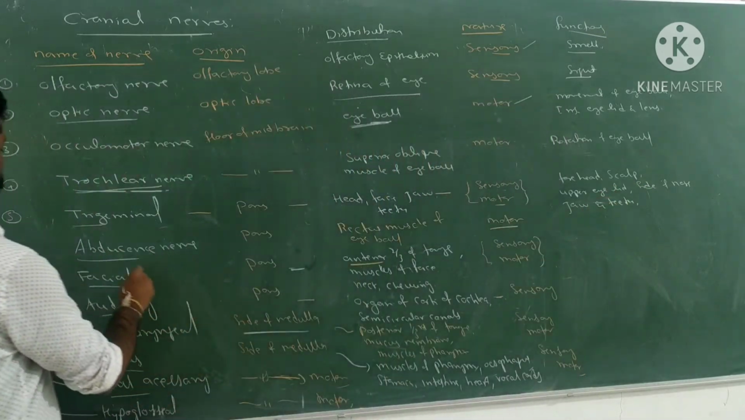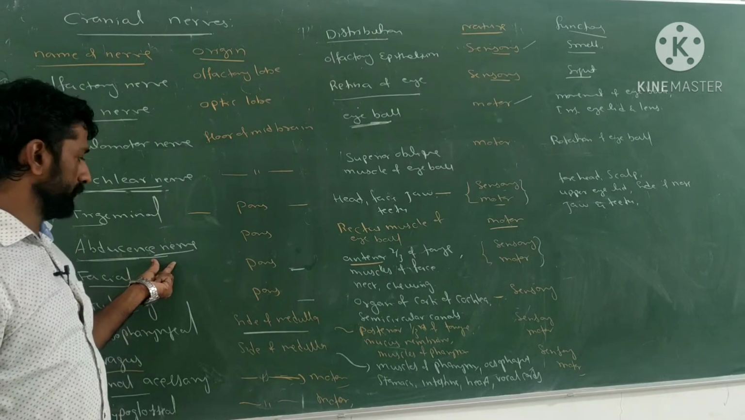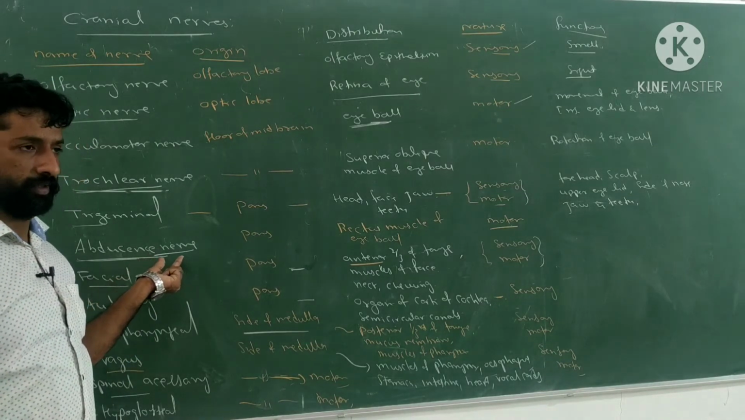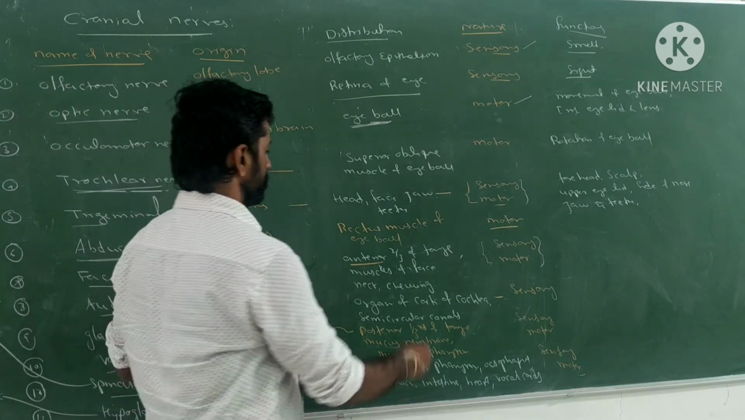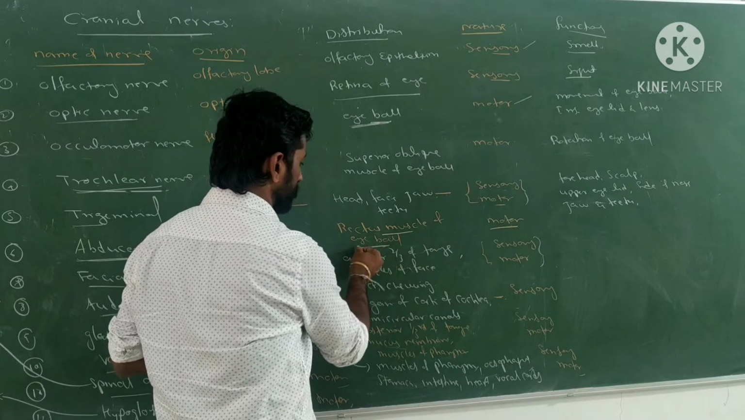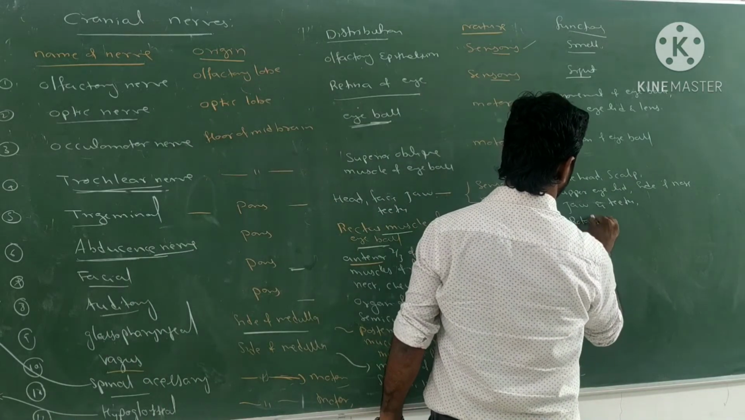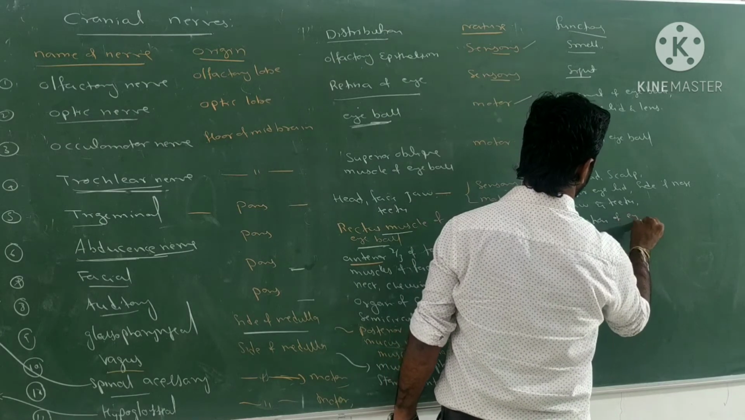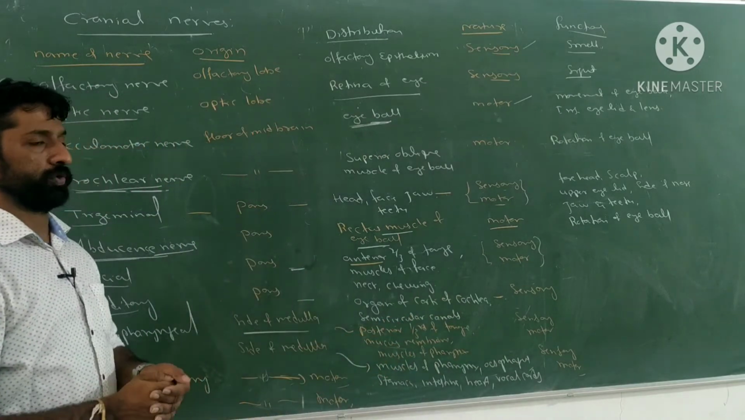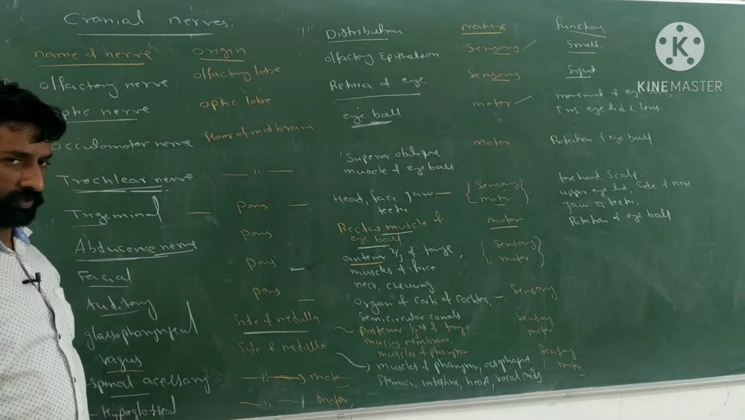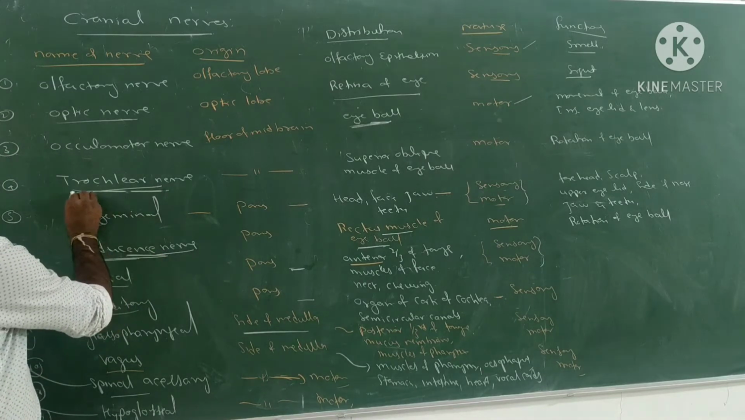The next is the abducens nerve. As we mentioned in the beginning of this class, the abducens nerve is mainly meant for rotation of the eyeball, as it is associated with the rectus muscle of the eyeball. So how many cranial nerves are associated with the rotation of the eyeball? Two. What are those? One is abducens and one more is the trochlear nerve.